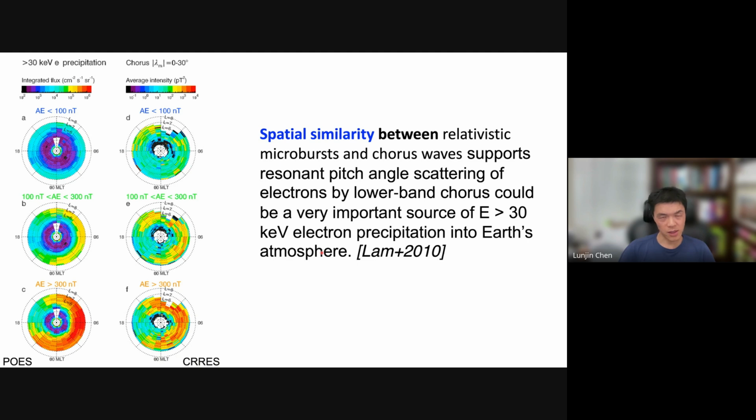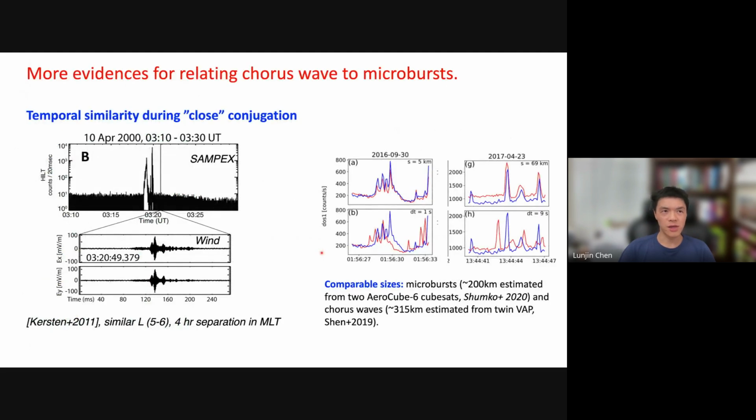So that supports again the electron precipitation, and the chorus waves are well correlated. And also there are some fortunate conjugate observations, and this is the SAMPEX observation. You can see this is an individual microburst, and at about the same time, Wind measures the burst of the whistler wave, although the timing is slightly off. But you can see the temporal similarity in the bursty nature, which also supports that the chorus wave drives the electron microburst.